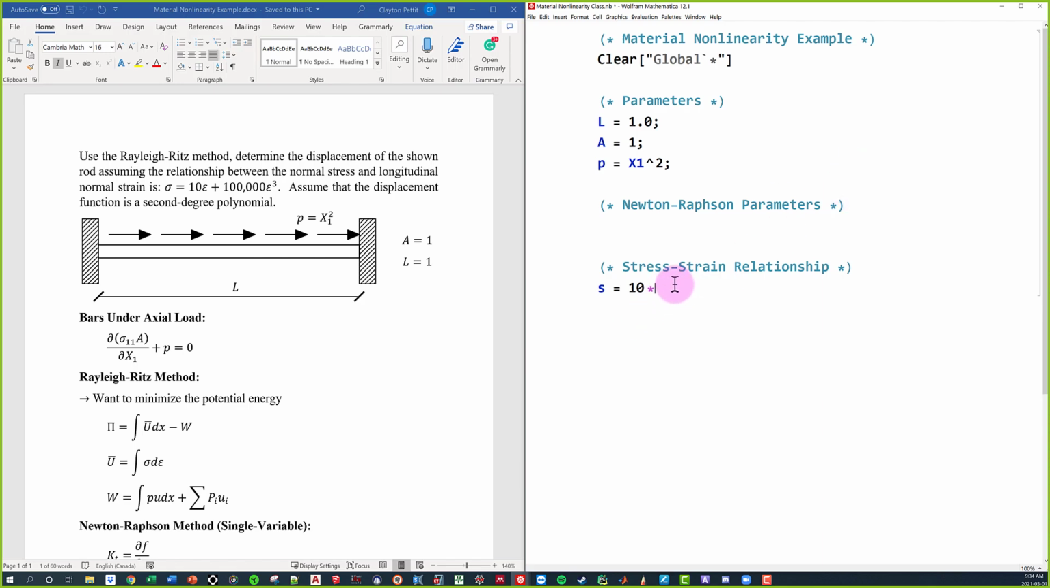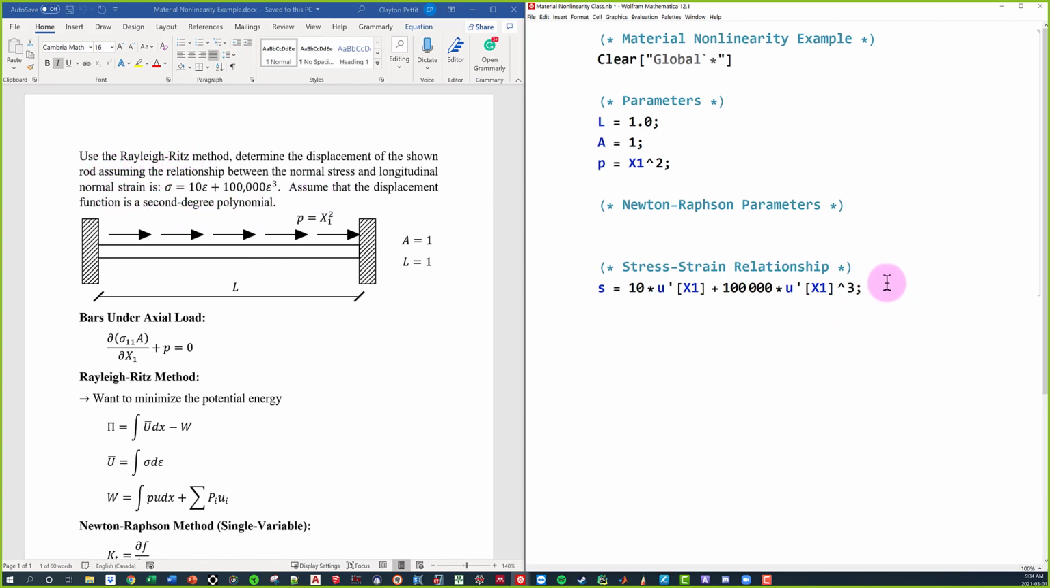So instead of putting our strain epsilon here, I'm going to put U prime of x1. And again, if you guys are unsure why I'm doing this, just wait until the next step. It'll become very, very clear. So this is going to be 10 times epsilon, so 10 multiplied by U prime of x1. Now we need 100,000, so 100,000 times U prime of x1, and now this one is to the exponent 3. So all I did here was take our nonlinear stress-strain relationship and define it in our equation above.